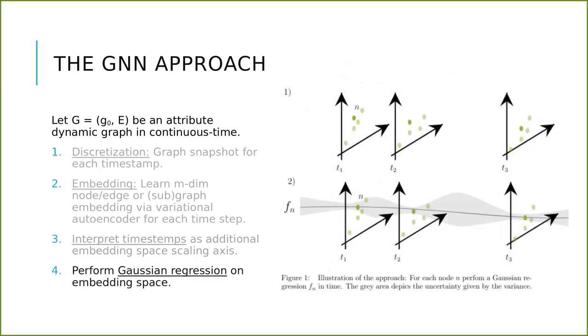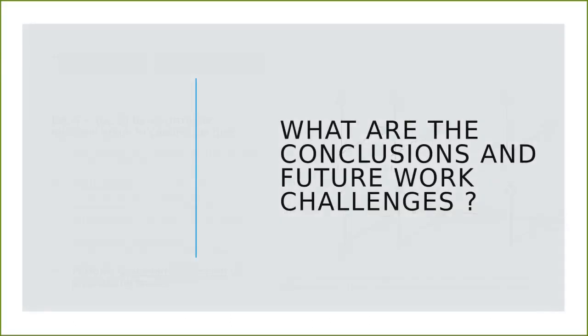And in the last step, focusing on each node and its embedding in time, for example, node n in the figure, we can learn a Gaussian regression for each node and simulate the node attributes dynamical behavior. In this sense, the function fn corresponds to the mean of the distribution resulting from the Gaussian regression. And the gray area stands for the uncertainty coming from the learned variance.